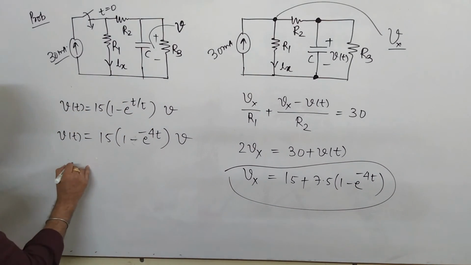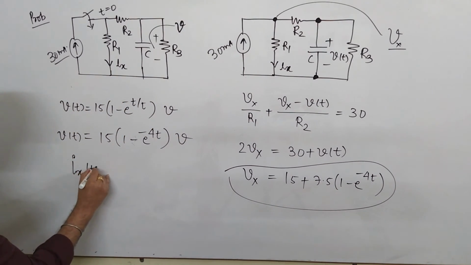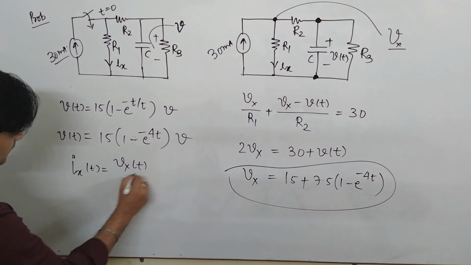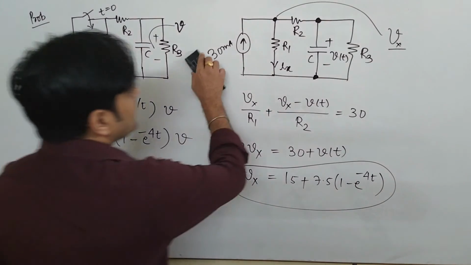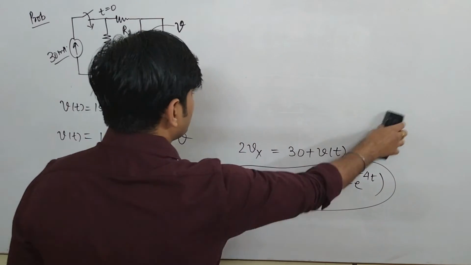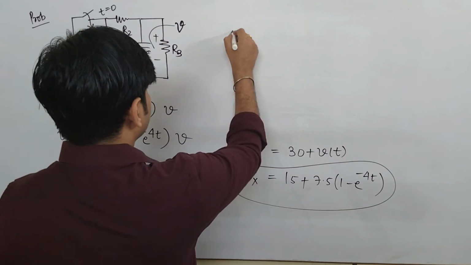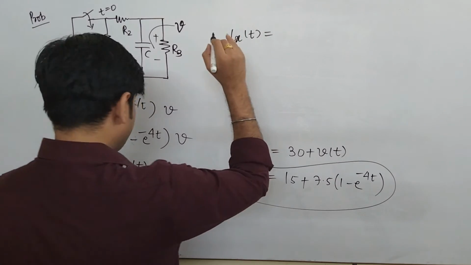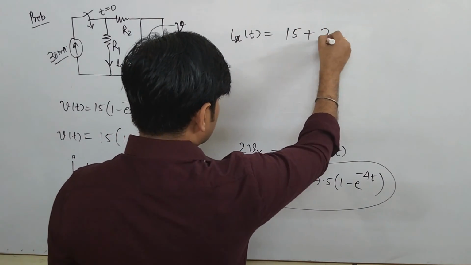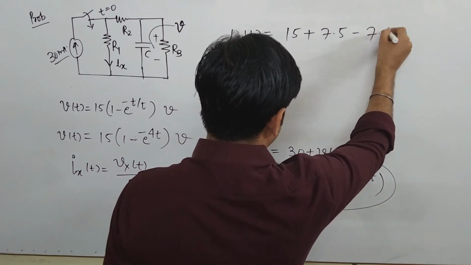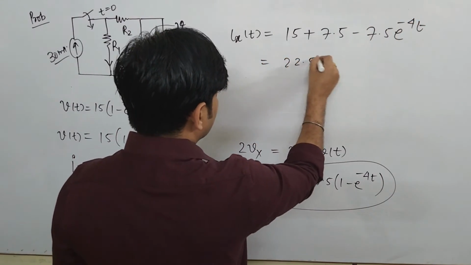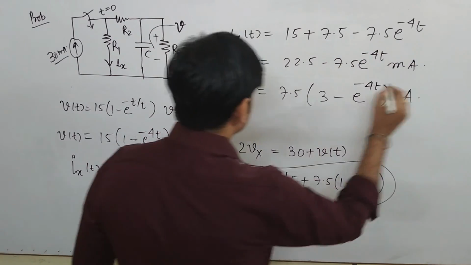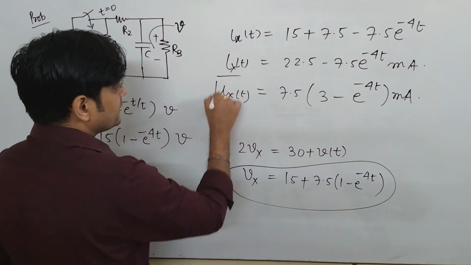Now what is Ix? Ixt is Vxt by R1. R1 is 1, so you can directly write this value in milliampere. The answer for Ixt comes to be 15 plus 7.5 minus 7.5 e to the power minus 4t, or you can say it is 22.5 minus 7.5 e to the power minus 4t. This is the value of Ixt.